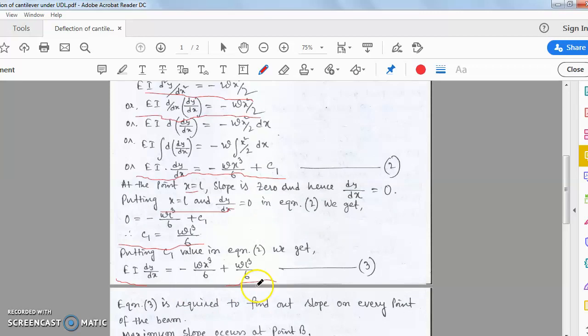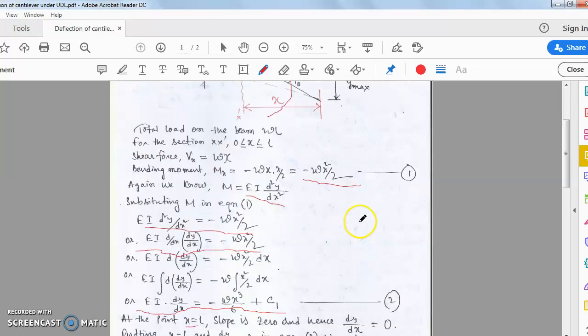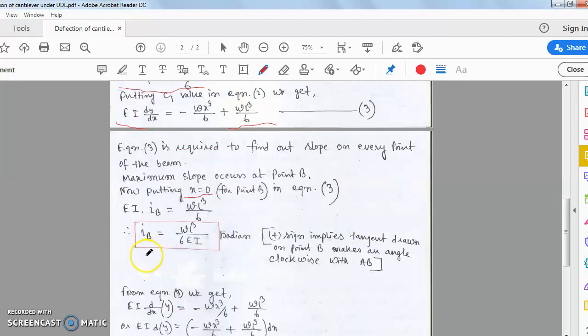Why positive sign? Because the tangent drawn from point B makes an angle clockwise with the beam AB. This is a clockwise angle, so the slope comes out positive. So the slope is WL cube by 6EI, in radians. Remember that.